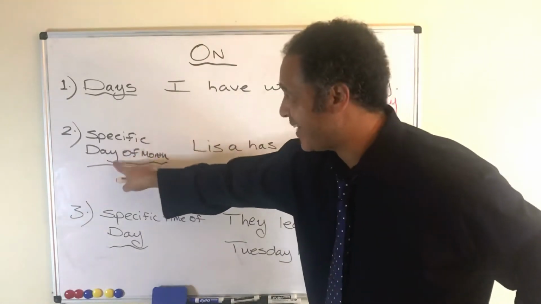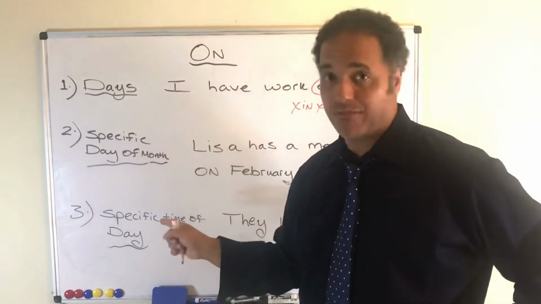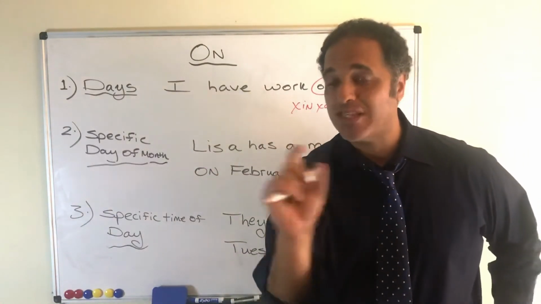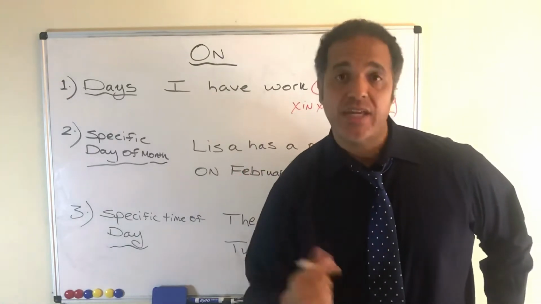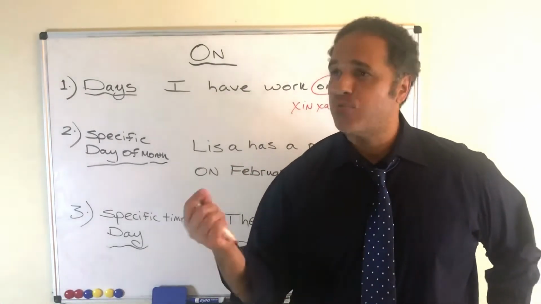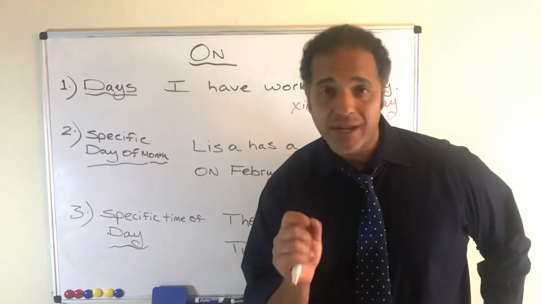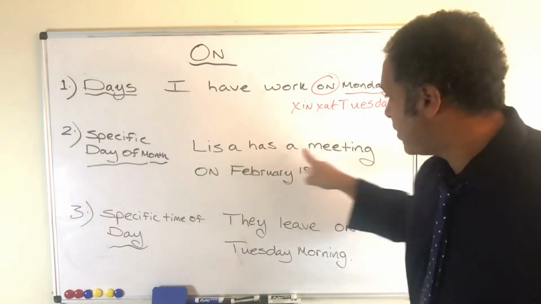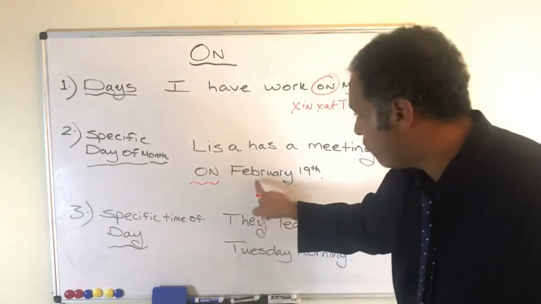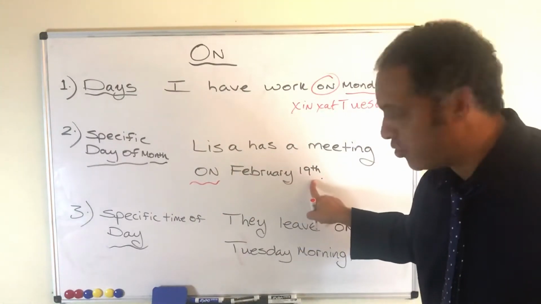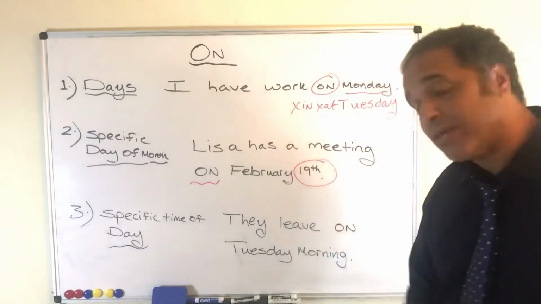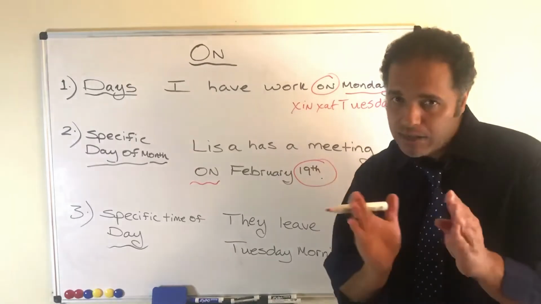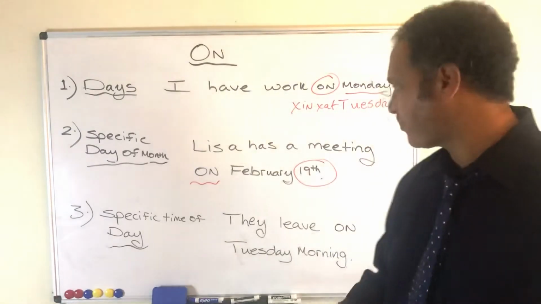A specific day of the month. Now remember, in the last board example, we said that when we have a month, we say in. For example, I travel in June. But if you're going to give me a specific day for that month, then it changes. Lisa has a meeting on February 19th. So, if you're going to put a day with the month, then it changes. Again, on is getting a little bit more specific.